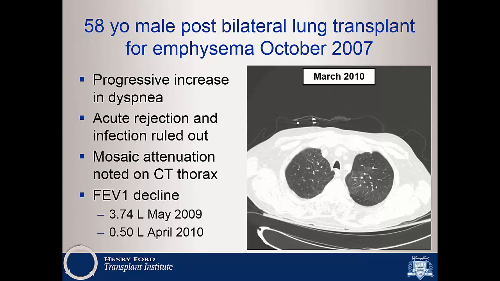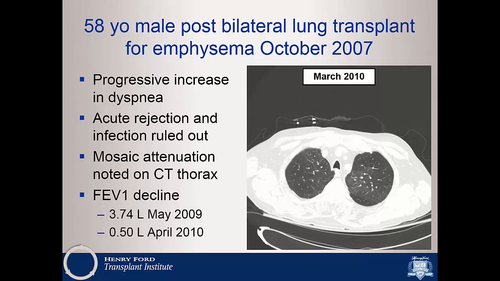So this is a 58-year-old patient who had emphysema and had a progressive increase in dyspnea. We had a biopsy that ruled out acute rejection, and infection was ruled out. And it's meant to show what is seen with obliterative bronchiolitis, and that is that these people end up having a lot of air trapping. I'm sure it's probably not projecting, but the CT scan often shows this mosaic attenuation of air trapping within the lung. So we get inspiratory and expiratory views, and we see this mosaic pattern, and that's a very strong clue that they've developed, if their FEV1 has declined, obliterative bronchiolitis.